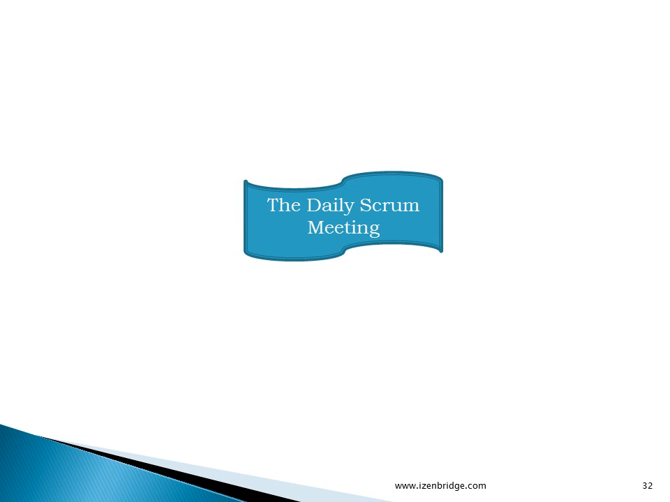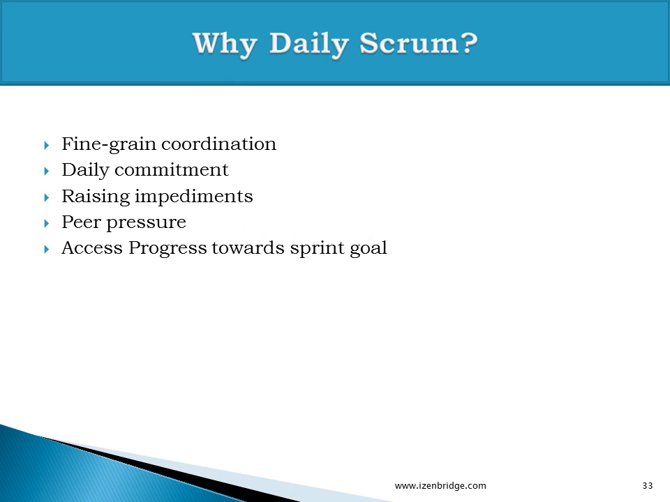The daily Scrum meeting. This is a meeting which happens every day. What is the goal of the daily Scrum meeting? Sometimes we feel that it's a status meeting for a Scrum Master, and from an exam point of view, this is something we should remove from our mind. It is not a status meeting for a Scrum Master, but an event, a ceremony which helps us in achieving fine-grained coordination. It helps people commit about their next 24 hours of work.